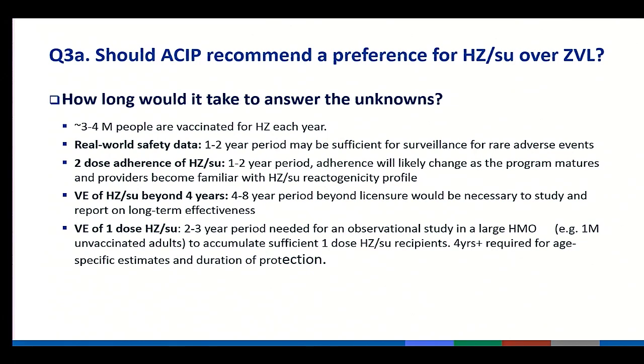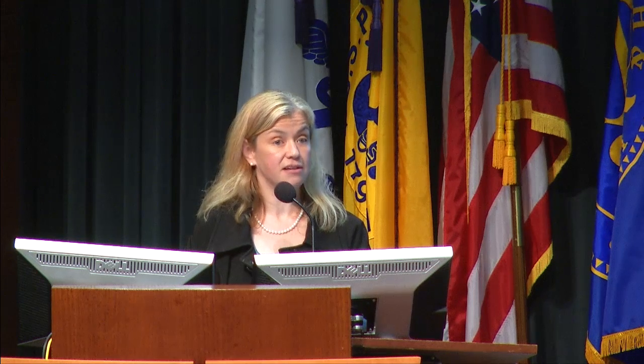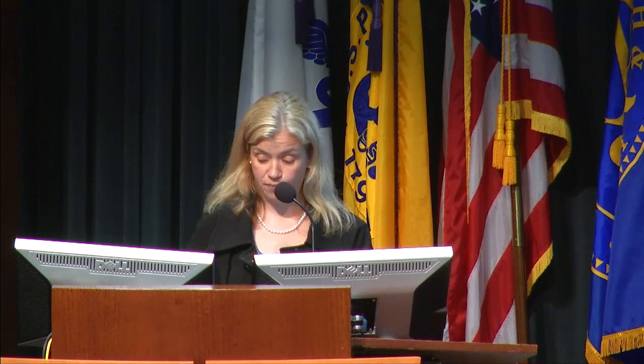And finally, the effectiveness of 1 dose of herpes zoster subunit vaccine would require at least a 2 to 3 year period to observe in an observational study in, for example, a large HMO that had at least 1 million unvaccinated adults to accumulate sufficient 1 dose recipients. At least 4 years would be required for estimates that were age-specific and duration of protection data. During this period, preventable cases of herpes zoster and PHN may continue to occur if a less effective vaccine is used.